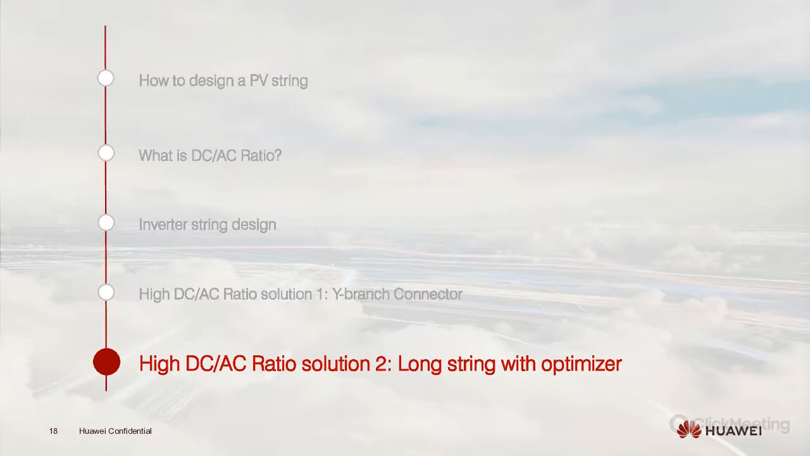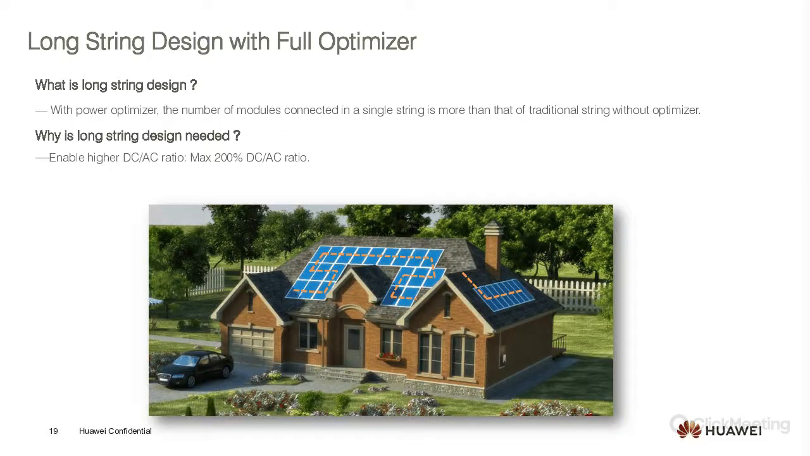The next topic will be looking into the high DC to AC ratio, and specifically the long string with optimizer solution. So here you can see an example of a residential application. A long string design with optimizers was incorporated. And what is a long string design? With a power optimizer, the number of modules connected in a single string is more than the traditional string without optimizer. Why is a long string needed?